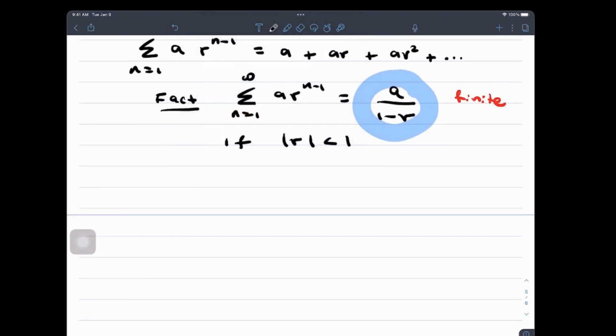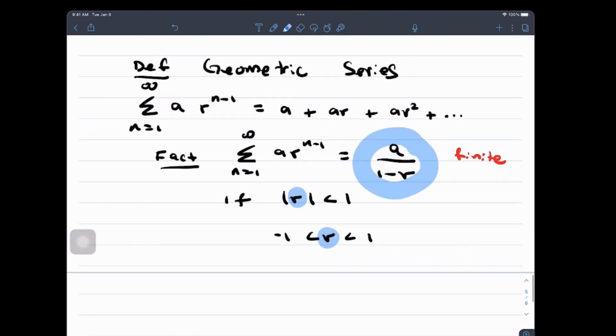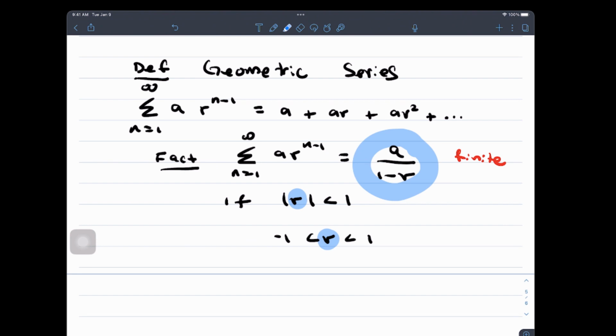Here's what they mean by that, and I'm going to prove it to you. r has to be between -1 and 1. If r is between -1 and 1, the geometric series will converge. I'll share with you why that is. This is our first series test, if you want to think of it that way. It's an important test. In this section, you're going to get a whole bunch of tests about whether a series converges or diverges.